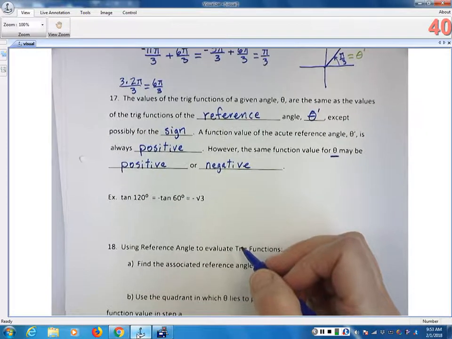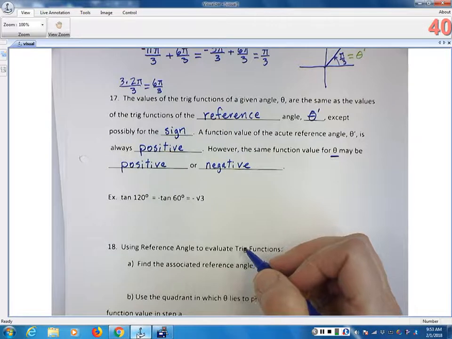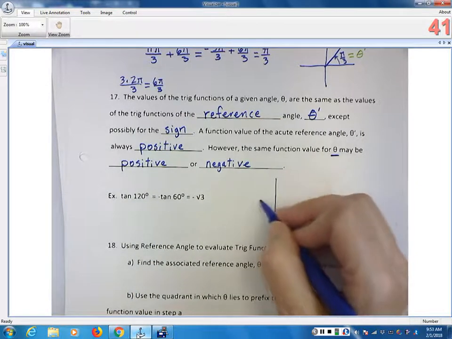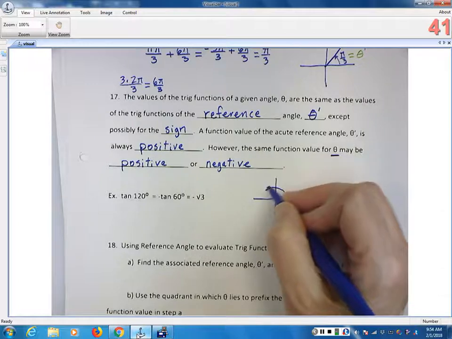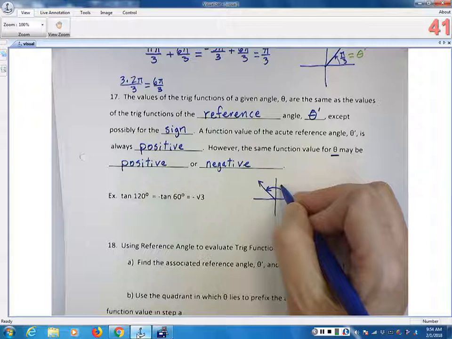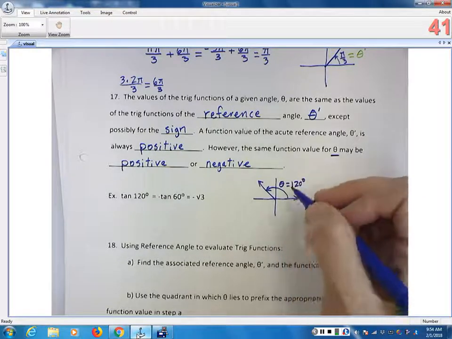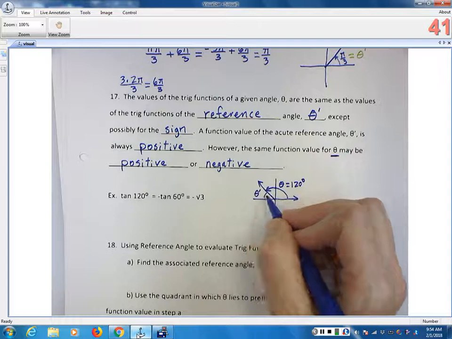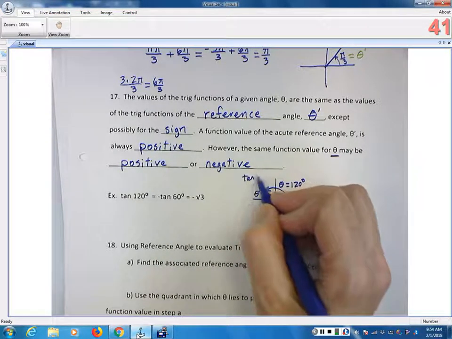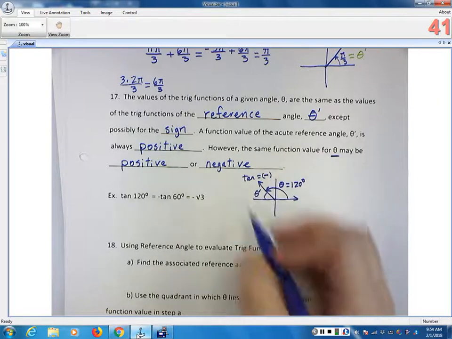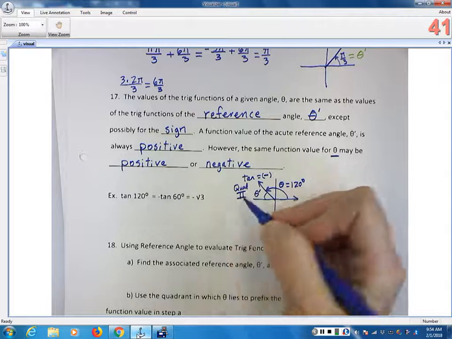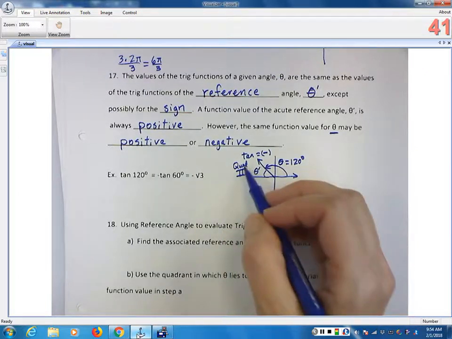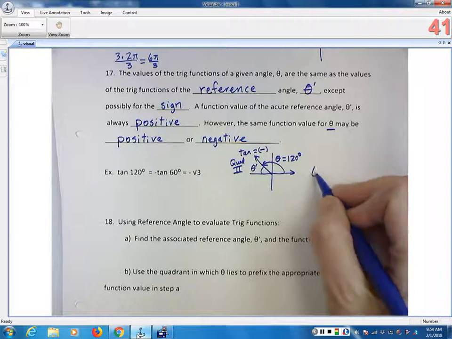Okay, so tangent of 120 degrees. If we draw 120 degrees, our reference angle theta prime will be 60 degrees, but tangent is negative in quadrant 2. So tangent's negative in quadrant 2. We can, though, find tangent of 60 degrees.